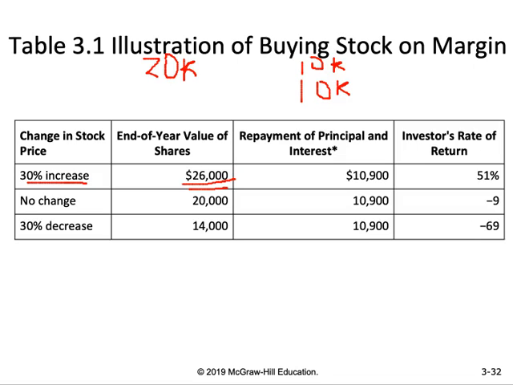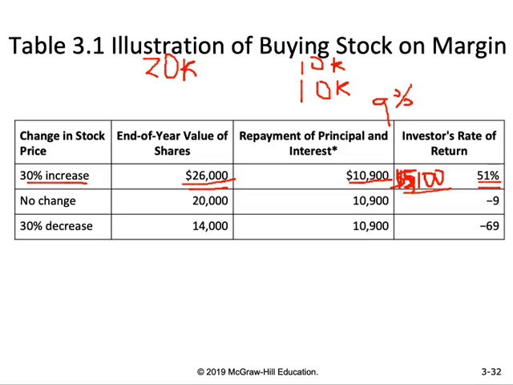But you still owe the $10,000 plus 9% interest right here on the loan. So if you do the math on this, you made a 51% return. The investor ends up with a $5,100 profit, and they invested $10,000 of their own money. That left a 51% rate of return.